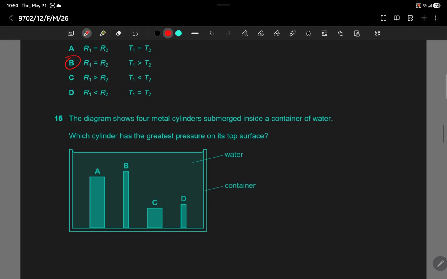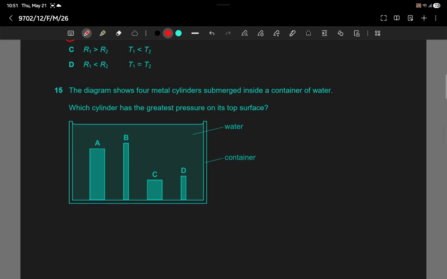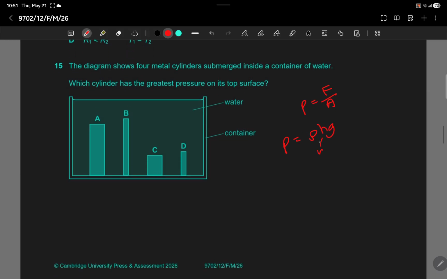Now, question number 15. The diagram shows 4 metal cylinders submerged inside a container of water. Which cylinder has the greatest pressure on its top surface? So pressure is force over area, but since it's in water, the pressure is also rho h g, where h is the depth, rho is the density, and g is gravitational field strength.